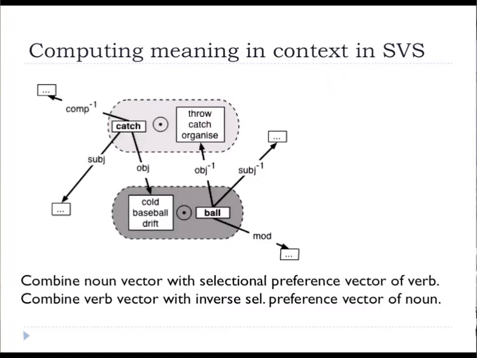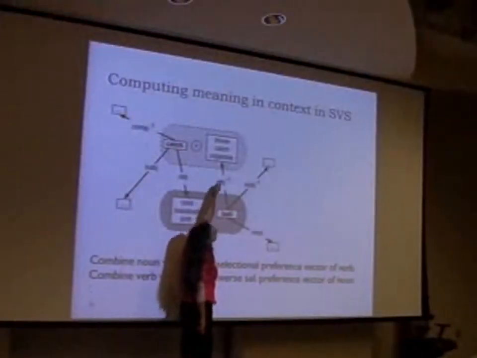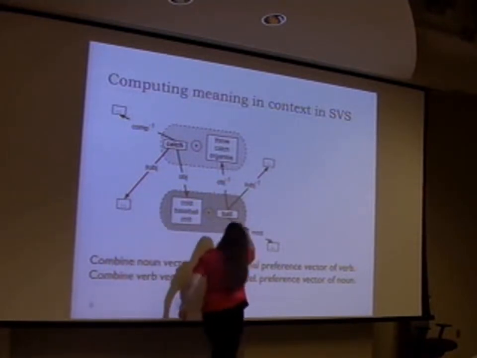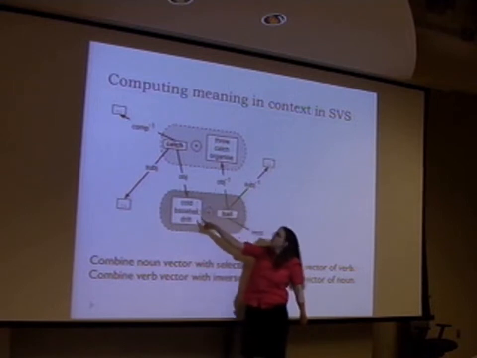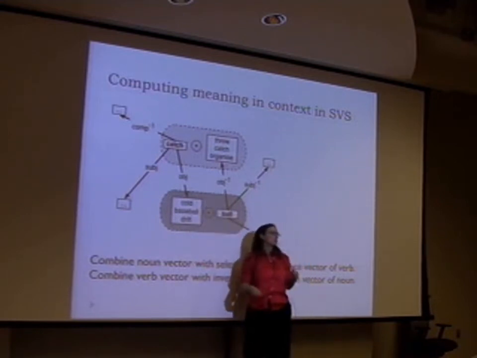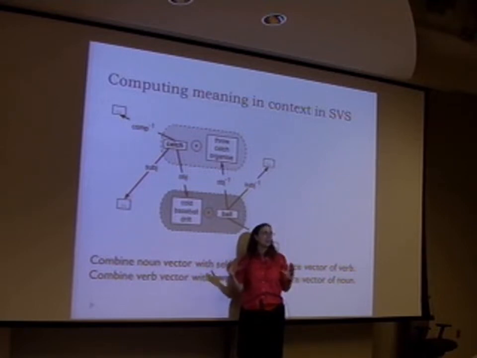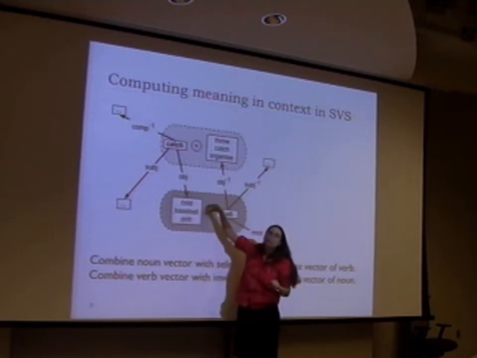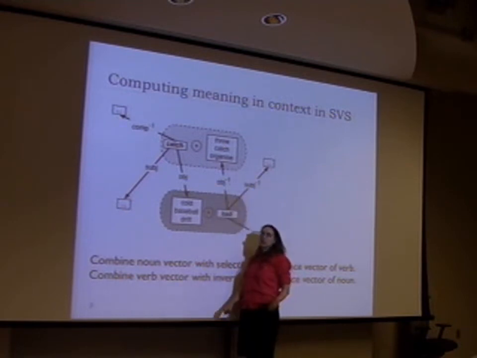As I just said, we want to disambiguate the word catch using the predicates that typically take ball as an object. So we combine the vector for catch with the vector that has throw, catch, organize in it. And we disambiguate the word ball using typical objects of catch. So this is one of these vector bending approaches. We bend the vector for ball into the direction of typical objects of catch. We bend the vector for catch in the direction of typical predicates that go with ball.